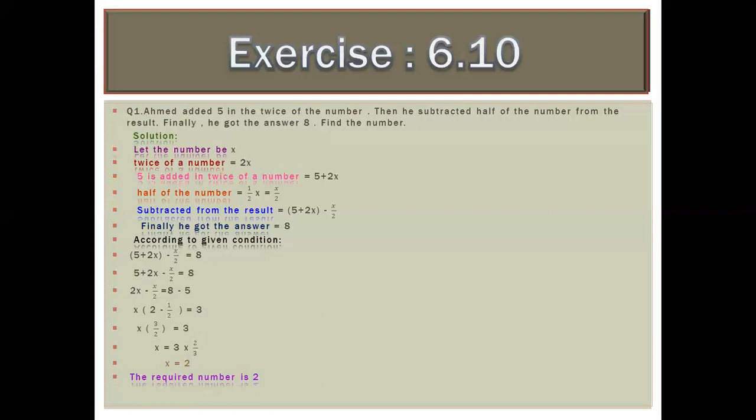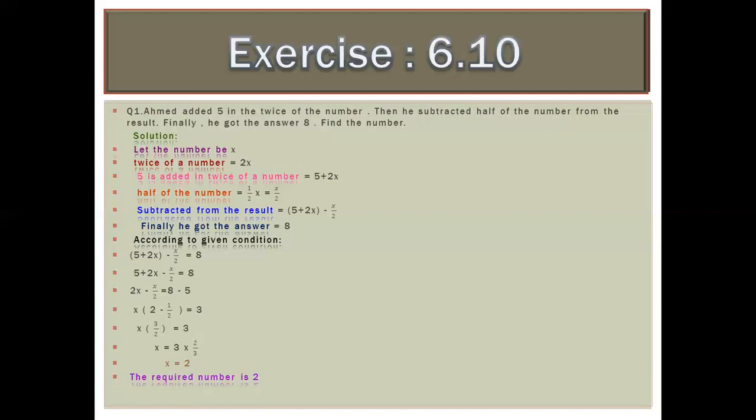First part is finished. Then he subtracted half of the number. Now which type of the number is this? Half of the number, x over 2. Subtracted means negative sign. 5 plus 2x minus x by 2. Finally, he got the answer. He got the answer mean we will write there equal sign. 5 plus 2x minus x by 2 is equal to 8.